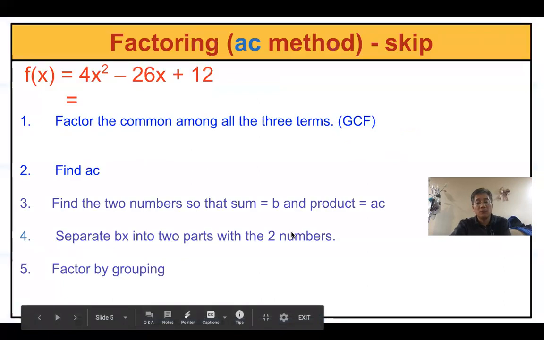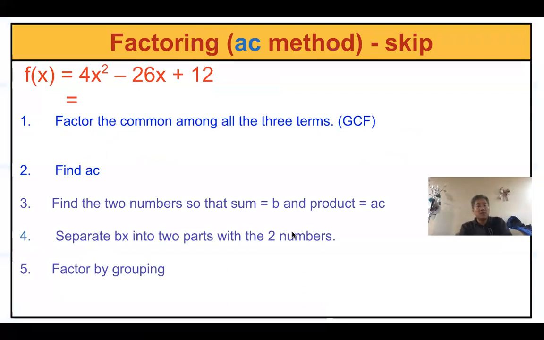All right, let's move on to today's lesson. So you have a function f of x equal to 4x squared minus 26x plus 12. When you factor any expression, the first step is you should take a look at every single term and see if there is any common factor for everything. Do you see any common factor among all three terms?